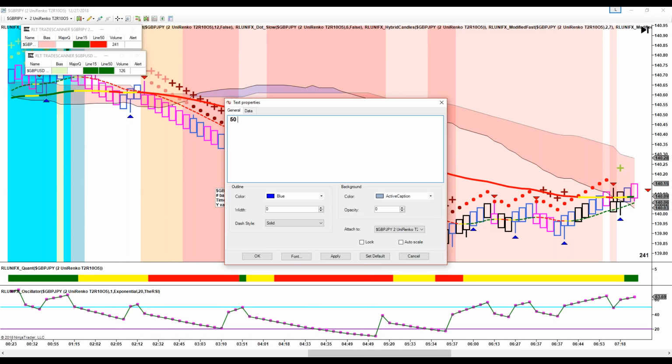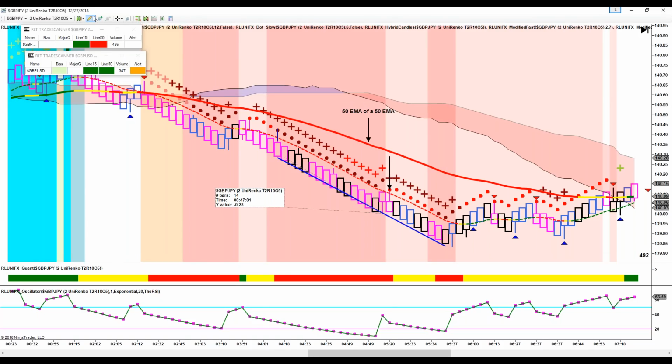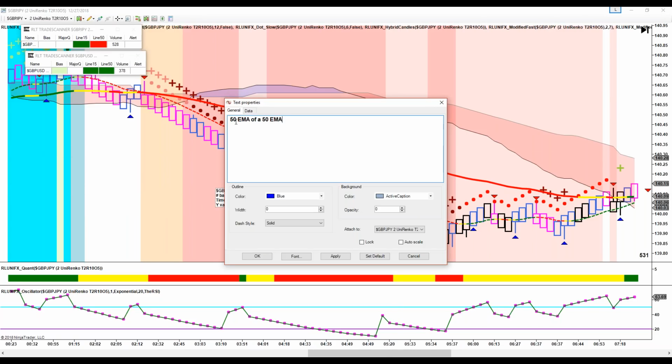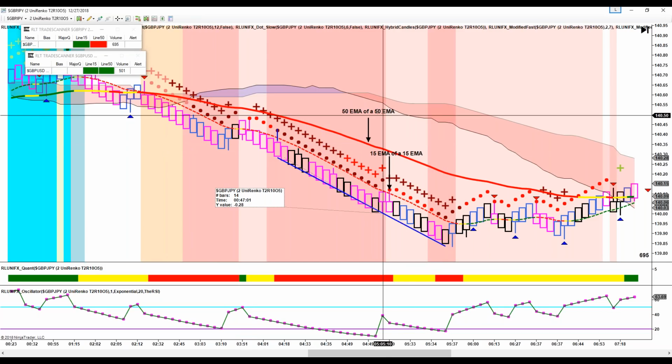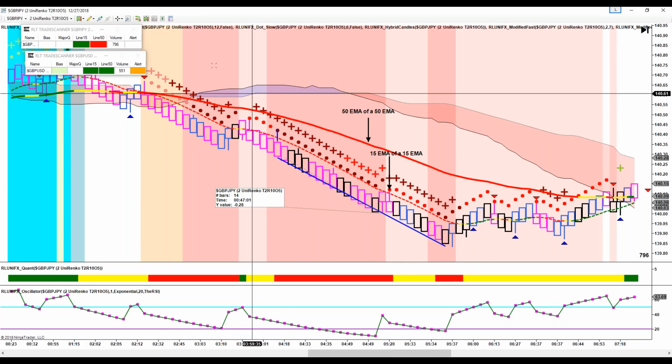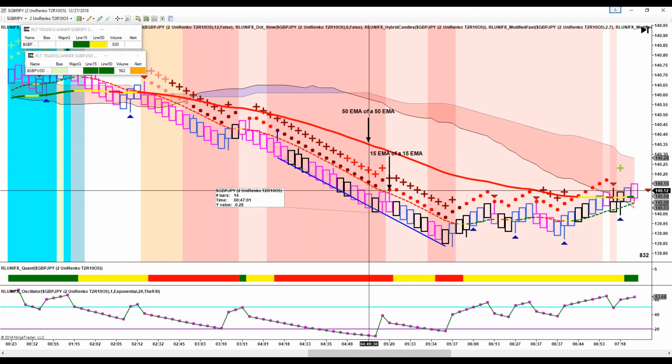Now this is a 50 EMA of a 50 EMA that no one's ever done. I've never heard of anyone doing that. This one is a 15 EMA of a 15 EMA. Now by taking the EMA of the EMA, it's pretty amazing what happens. You keep the speed, but you lose the bumpiness.